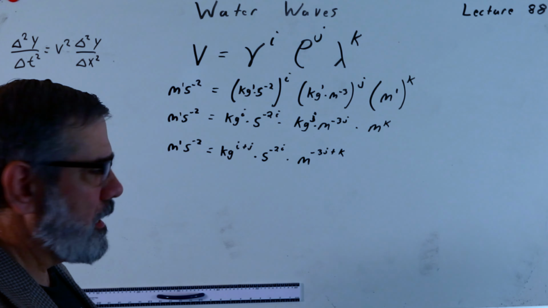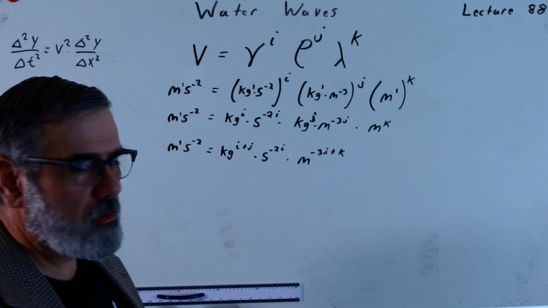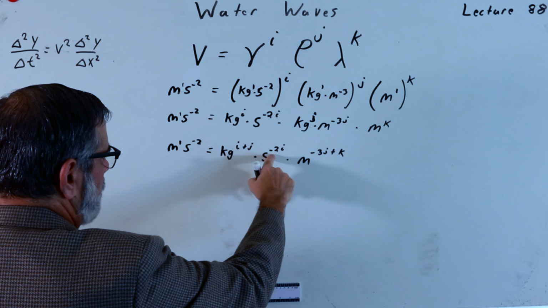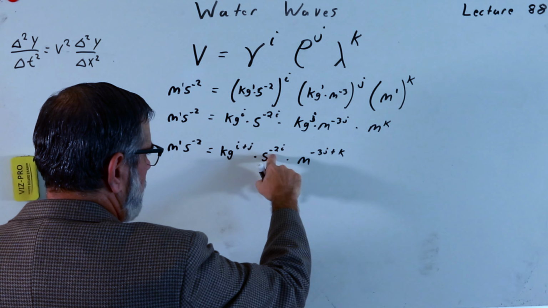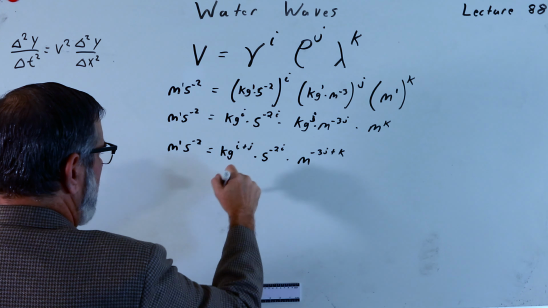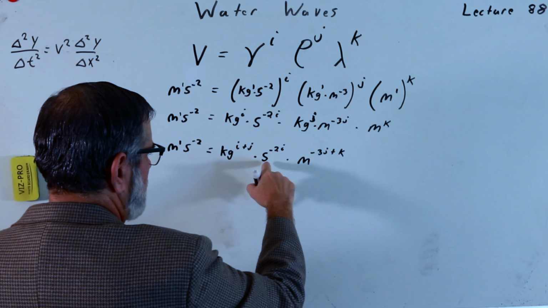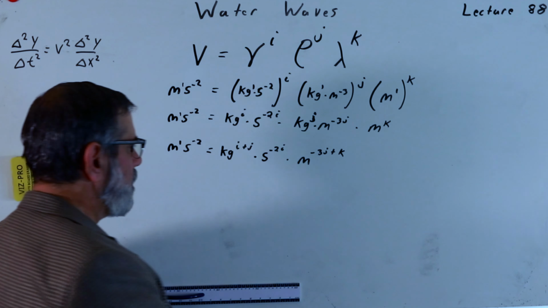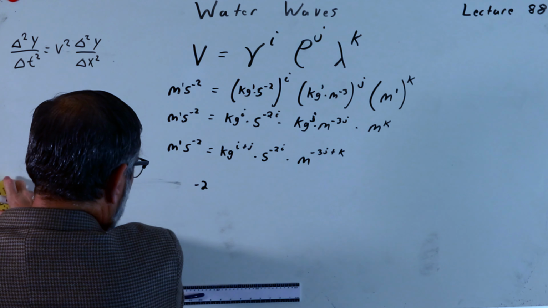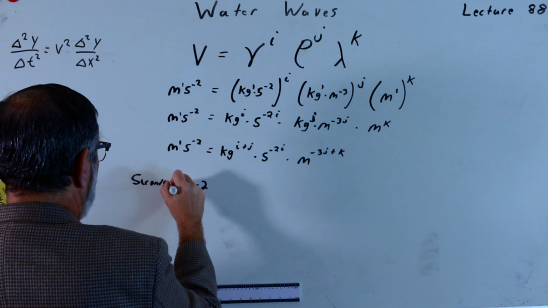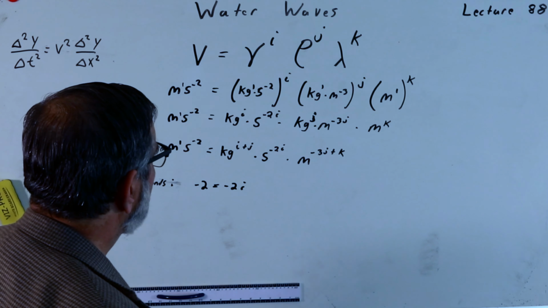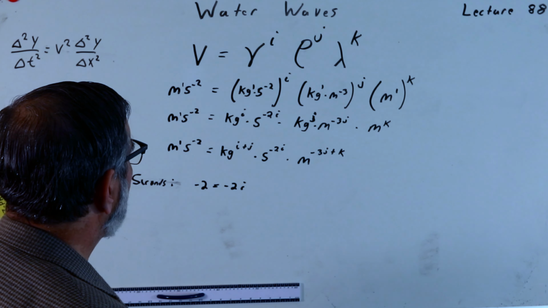We got everything? I think we do. So now we can determine what is i and j and k. Let's start with seconds, because there's only one variable i in there. So we're going to have that s to the minus 2 has to be equal to s to the minus 2i. That's only going to be true if seconds, minus 2 is equal to minus 2i. Wait, where did I get the minus 2i? Is that right?